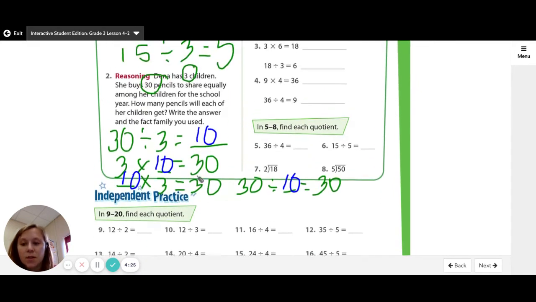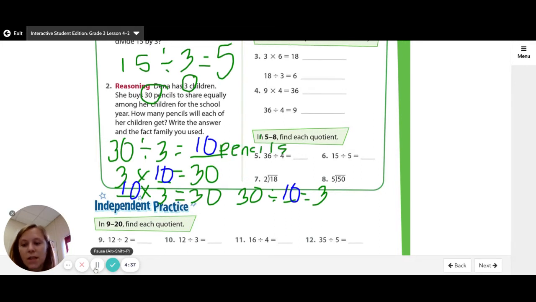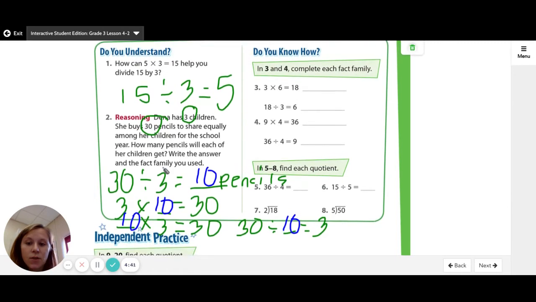So I know 3 times 10 is 30, 10 times 3 is 30. 30 divided by 10 is 3. So I know that 30 divided by 3 would be 10, and my label would be pencils. I'm going to erase this, so pause the video if you haven't gotten this written down, and then we'll work on the next ones together.